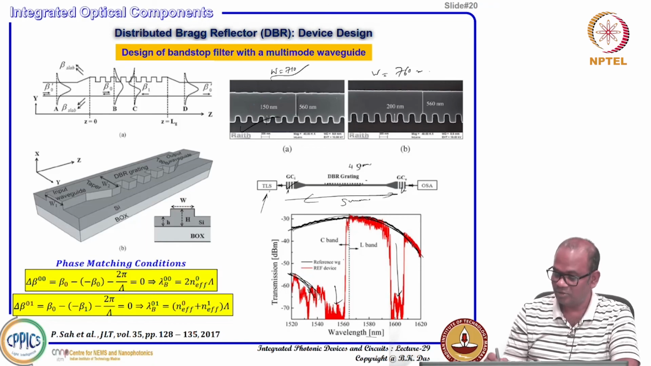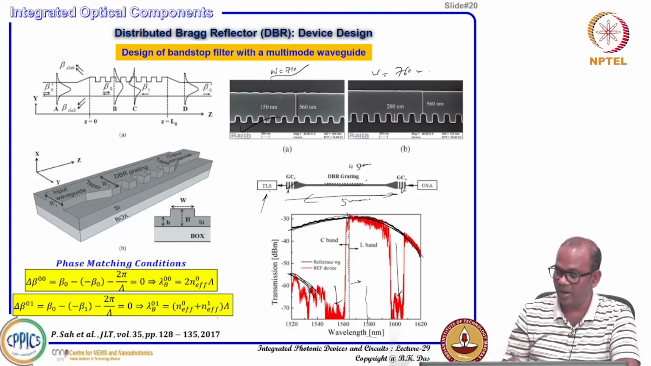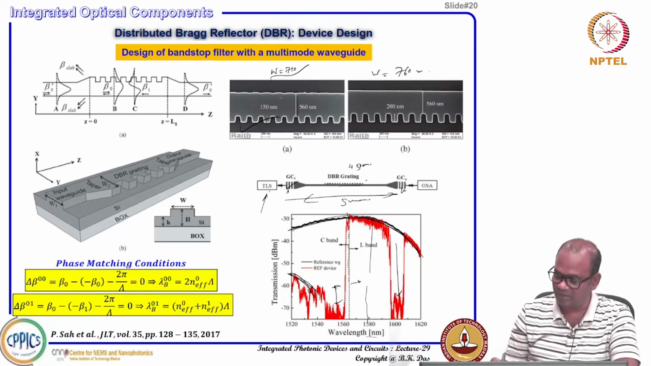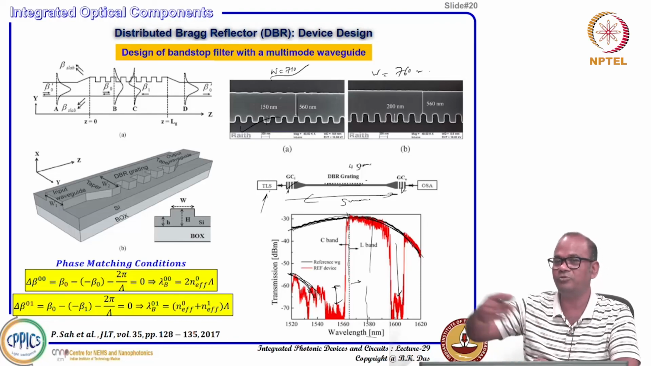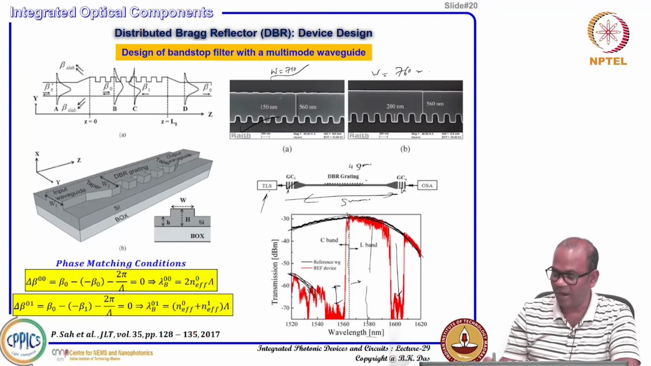Okay. So this is the region around 1565, this side is the L band and this side is the C band. You can see that the L band will pass through the DBR structure, while the C band can be stopped completely. So if you want to stop a certain broad band and do not want to allow it to transmit to a certain destination, then you use this device. Only this band, the wavelength range up to here, will be passed.